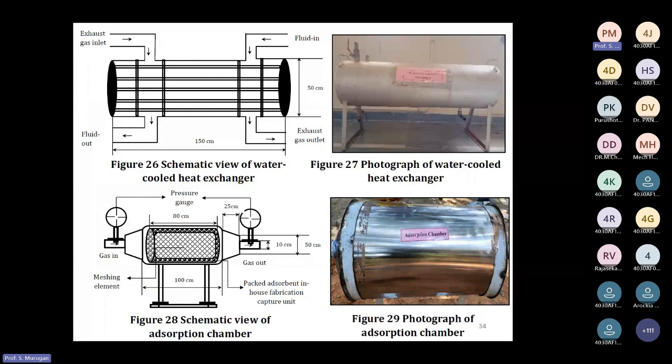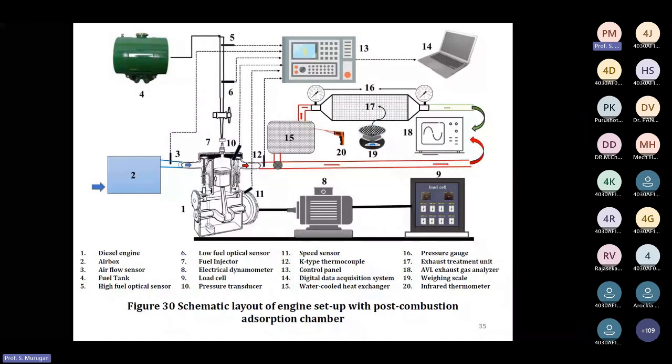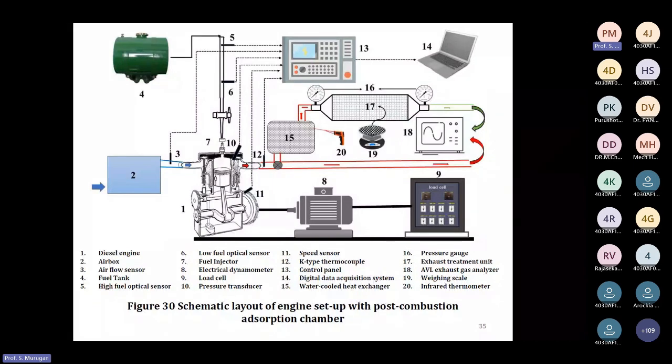After fabricating these two devices, we combined this water cooled heat exchanger and this absorption chamber at the engine exhaust of a single cylinder air cooled diesel engine. We measured the different parameters. So first the engine, after that the water cooled heat exchanger, which was able to reduce the temperature of the exhaust gas. Then that exhaust gas was allowed into an absorption chamber.